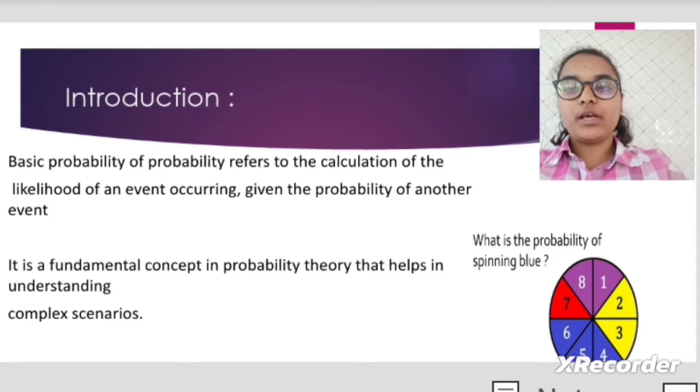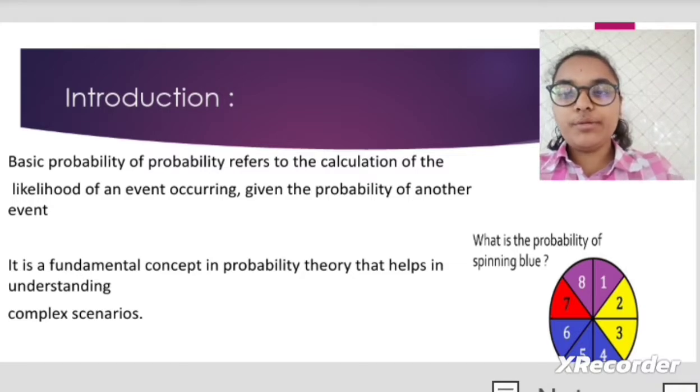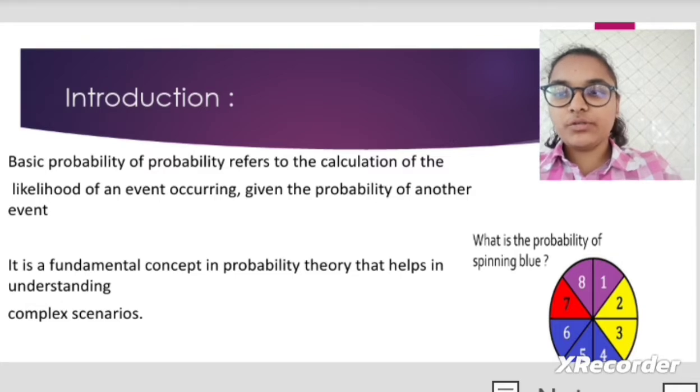The topic is introduction. Basic probability refers to the calculation of the likelihood of an event occurring given the probability of another event. It is a fundamental concept in probability theory that helps in understanding complex scenarios.